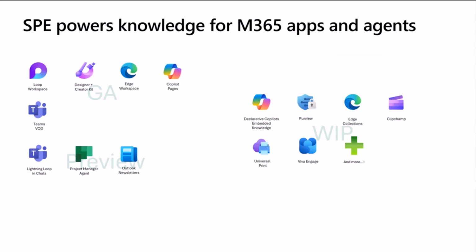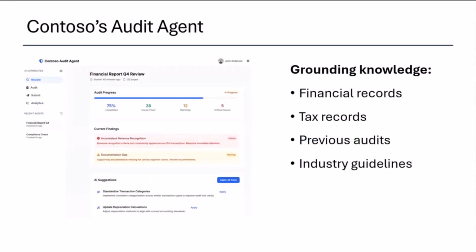SharePoint Embedded has become the default knowledge platform, if you will, for all the applications being built on Microsoft 365. Some of the applications on the top left are already live: Loop, Designer, Edge Workspace. You're probably familiar with those. Some of the other upcoming applications are also here. And the agentic flows like declarative agents are also getting built on the SharePoint Embedded platform. So why are these applications choosing it? Let's take a scenario. In this case, Marc, if you go to the next one, let's take Contoso's audit agent as an application.